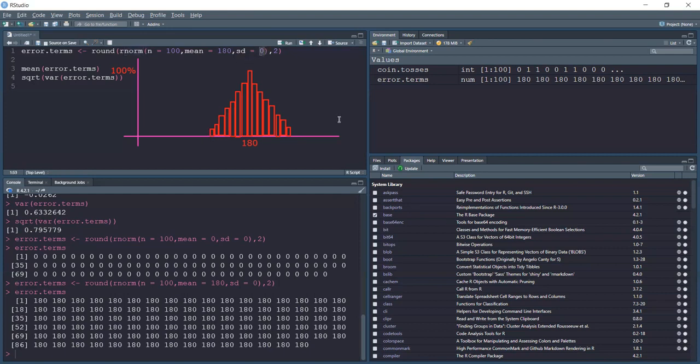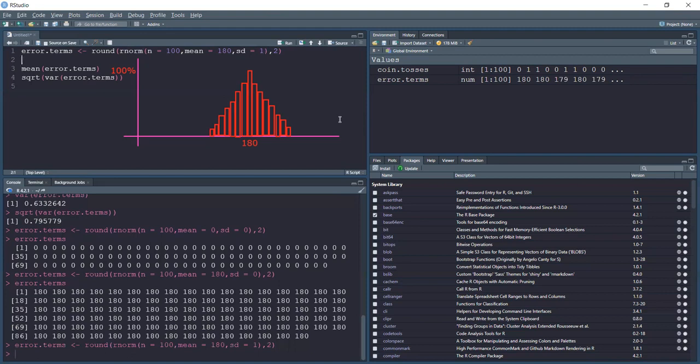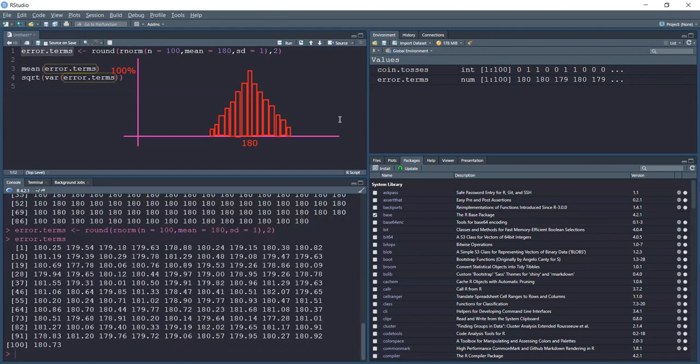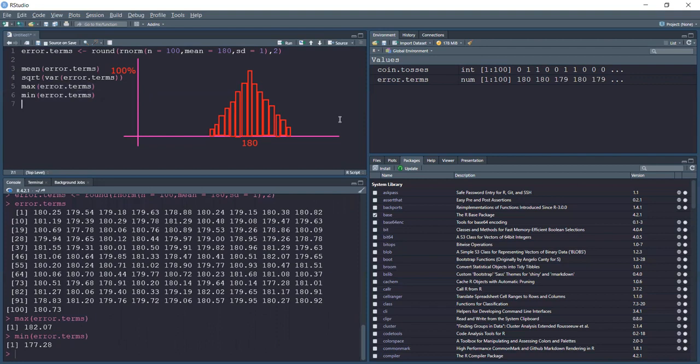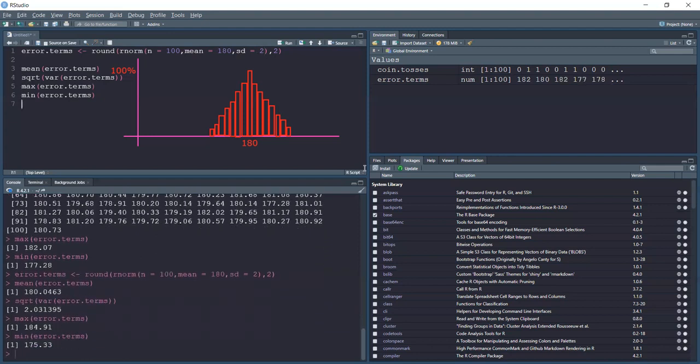So let's take a standard deviation of 1. We have these error terms. And for example, we could ask the maximum and the minimum. What is the max of the error terms? It's 182. What is the minimum of the error terms? It's 177. So that's your greatest data point and your smallest data value. If I take a larger variance, there's going to be more variability. So now it's between 184 and 175.